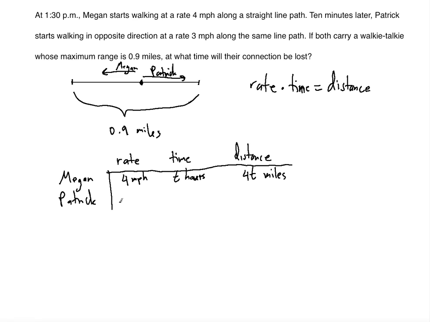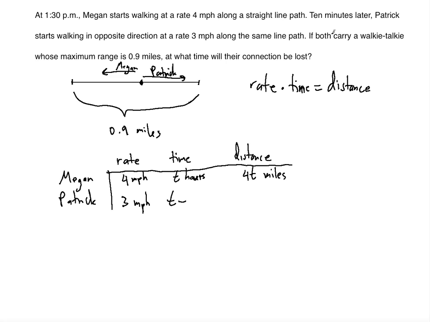Now for Patrick, the rate will be 3 miles per hour. Now we have to be careful how we label the time. It says that 10 minutes later Patrick starts walking. So he will walk 10 minutes less than Megan, right? And Megan will walk t hours, so that means now how do you convert? You're going to have to subtract from t, right? But you're going to have to subtract hours and not minutes, because here he walks 10 minutes less than Megan.